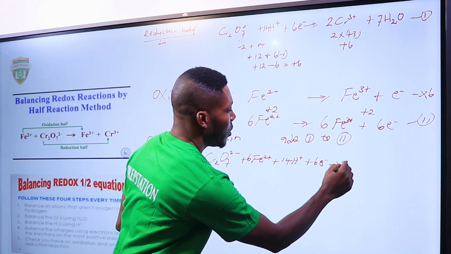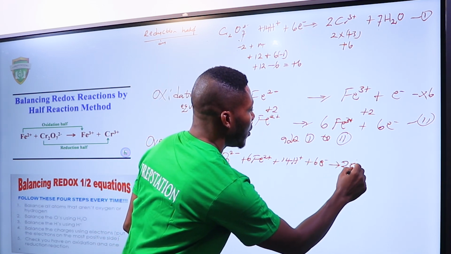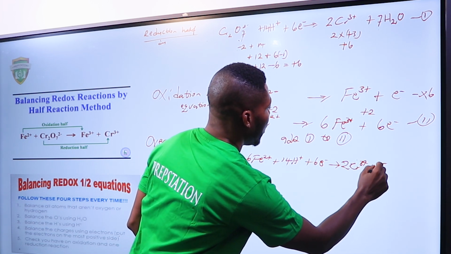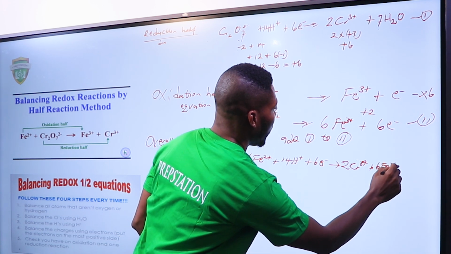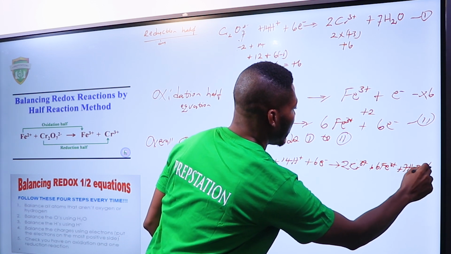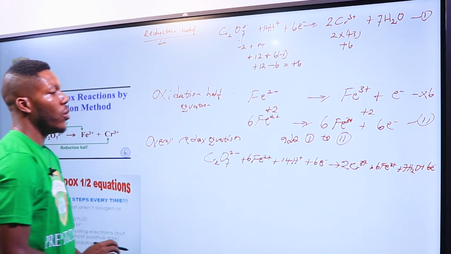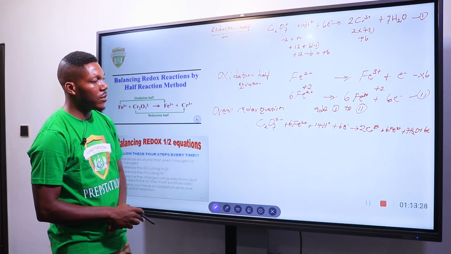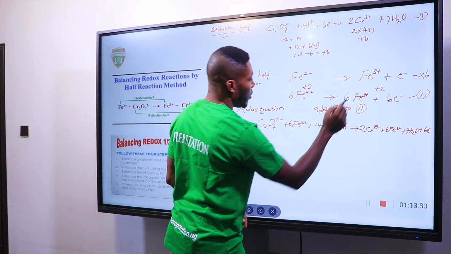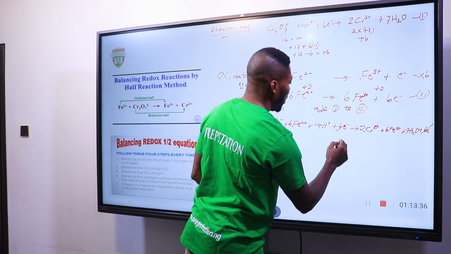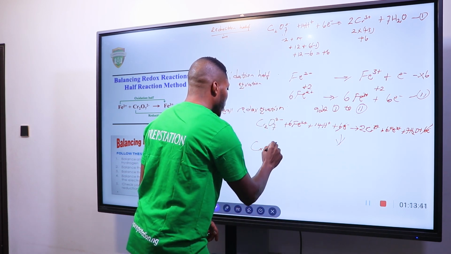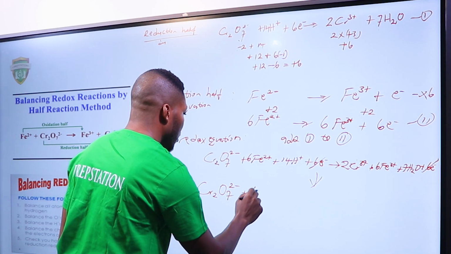So the product will give me what? 2Cl 3 plus, 6Fe 3 plus, 7H2O plus 6E minus. So something is common for both sides of the reaction equation, which is what? Your 6E will do what? Cancel your 6E. Then what you have here will be your overall redox equation, which is this.